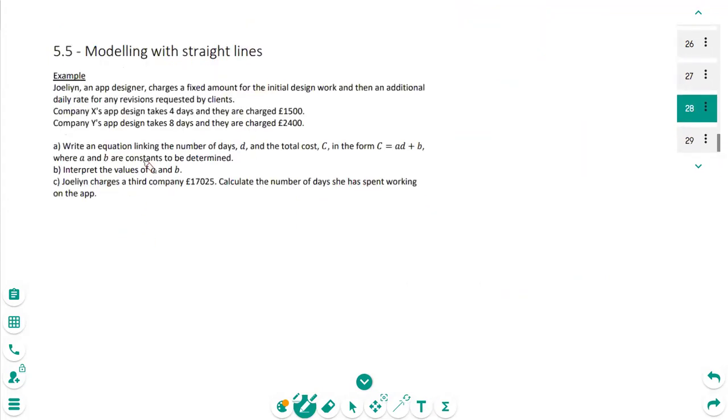Right, next one. Example: Jolene, an ex-student of mine. I don't know if she's an app designer, I just made it up, username.